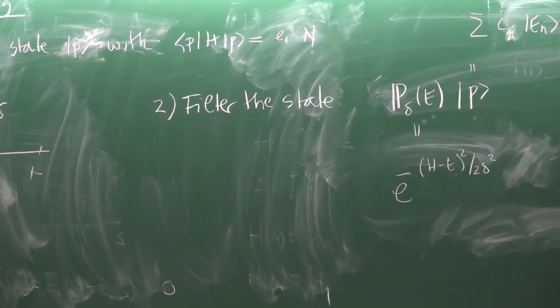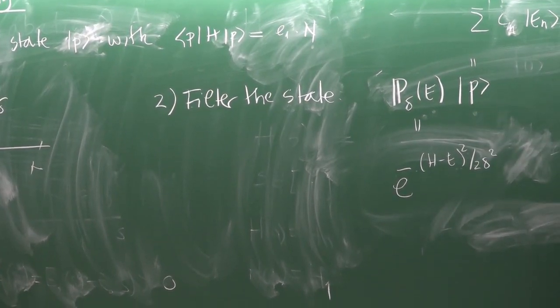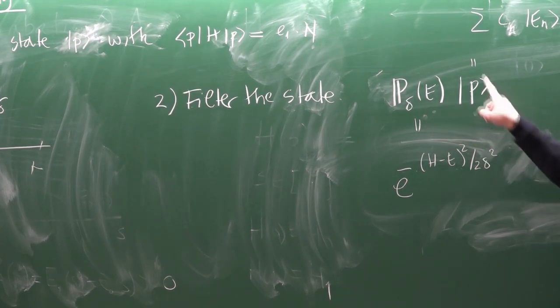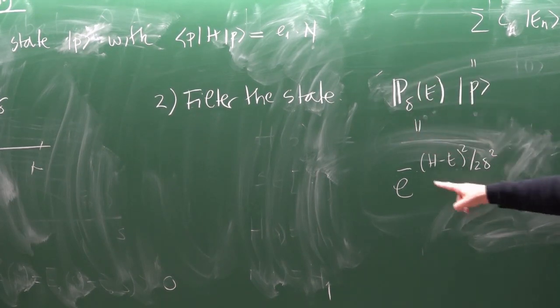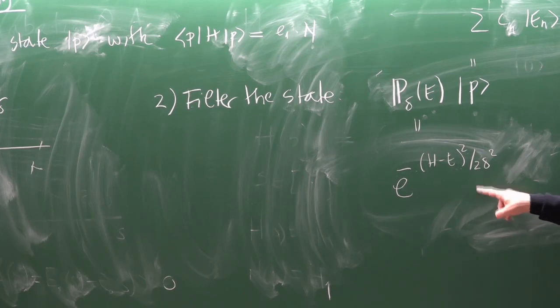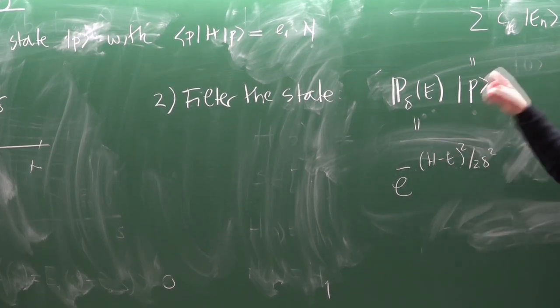However, we have the same problem as what I told you before with the e to the minus beta H. This state is not normalized, and so this is not a unitary operator. So how do you apply a non-unitary operator to your state P?